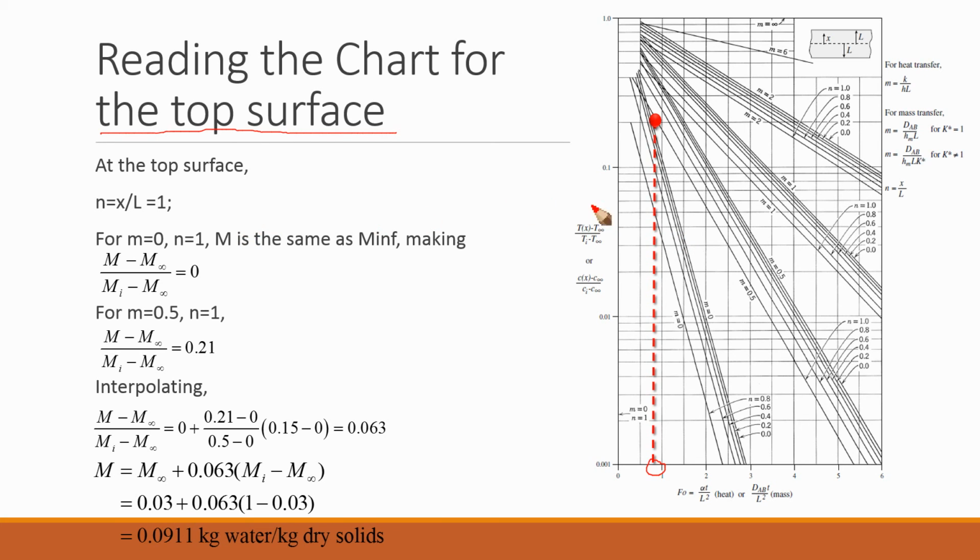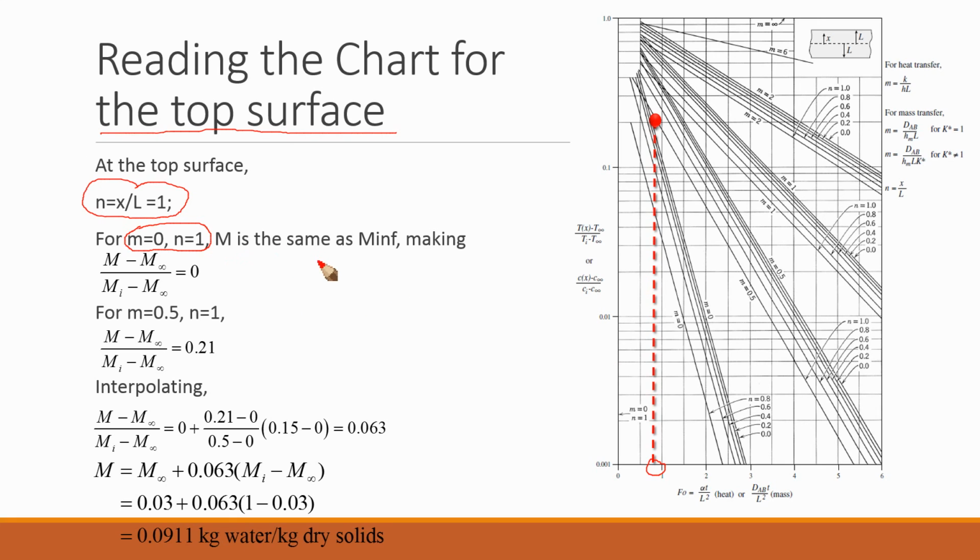So it is the same as before. We have m equals 0.15, for which we have no line, so again we have to interpolate. We have a little bit of a problem. For m equal to 0, and now n is 1 because it is the top surface, so x is L. So m equals 0, n equals 1, we cannot read the chart.